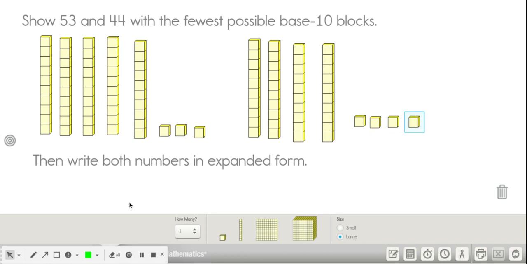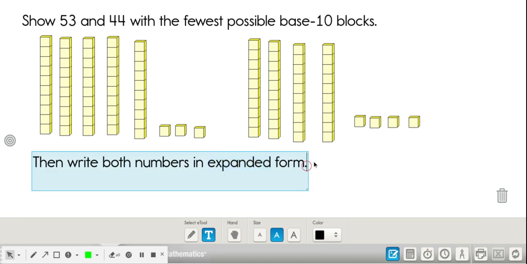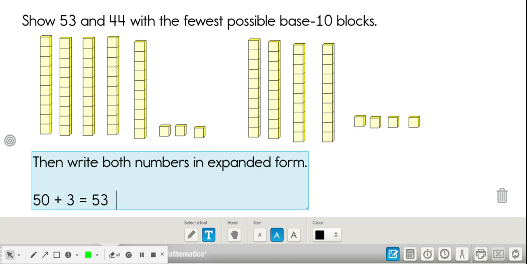Now we're going to do expanded form. All right, so we want to do an expanded form number model for 53, and we want to do an expanded form number model for 44. All right, so let's go ahead over here. We're going to do our text box. See if it will let us add to this one. I'll make it a little bit easier. Perfect. So we're going to take 53, which we're going to break up into 50 plus 3 equals 53. And then we're going to take our 44. We're going to take our 40 plus our 4, and that's going to give us our 44.